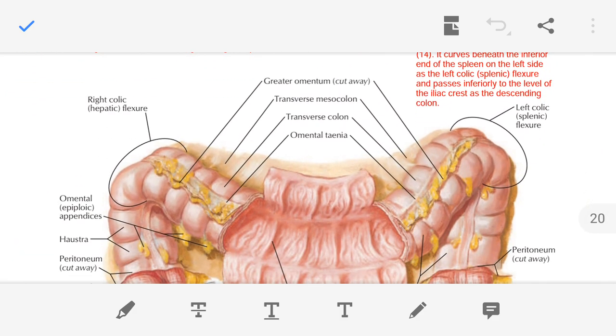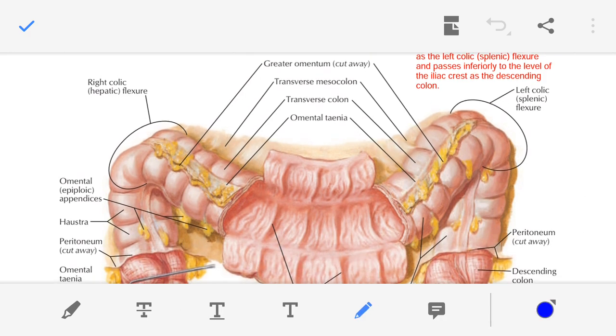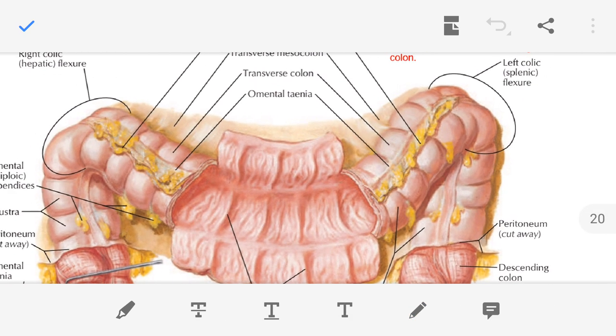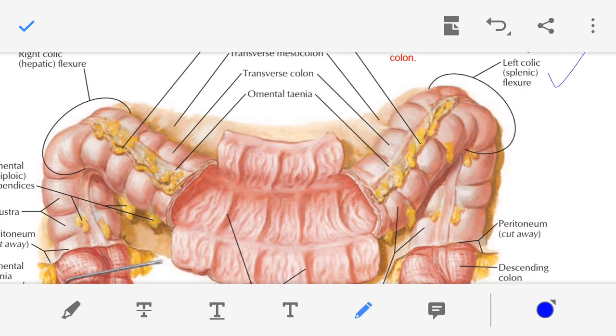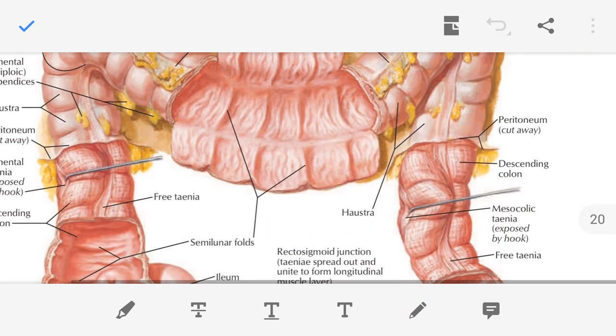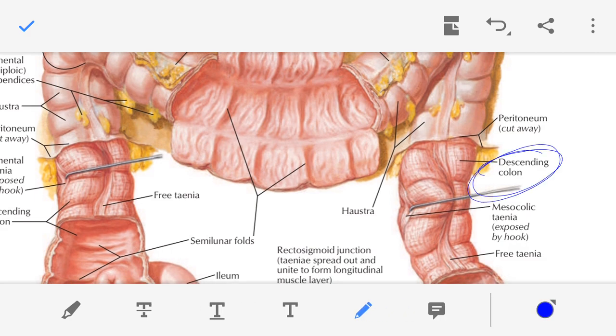Now in the 14th point, what they are writing is that this is the transverse colon, and here you see they have opened some part of the transverse colon, and now again this transverse colon is making a turn abruptly. So this turning part of the colon is now known as the left colic flexure, and after the left colic flexure, once again the colon begins, but this time the colon is descending. So this is known as the descending colon.